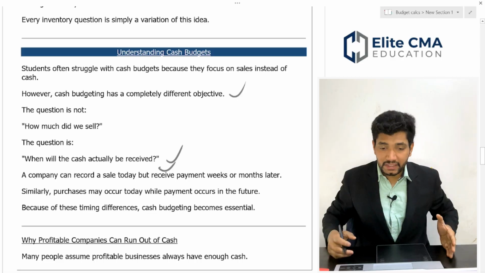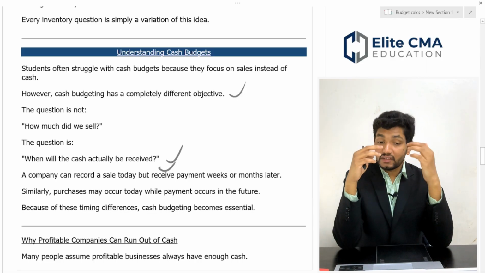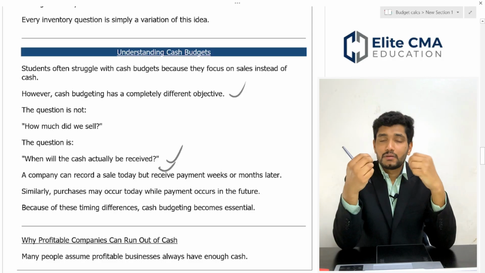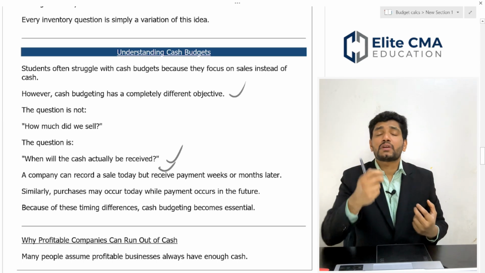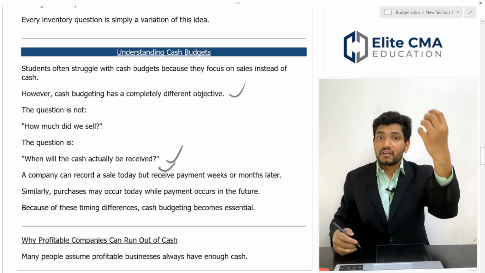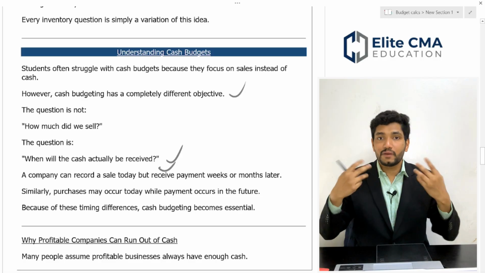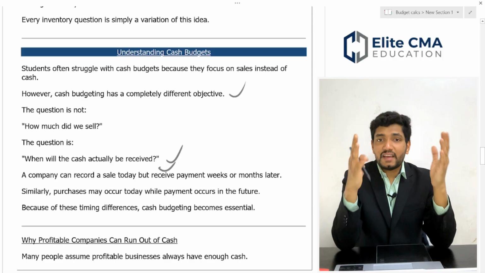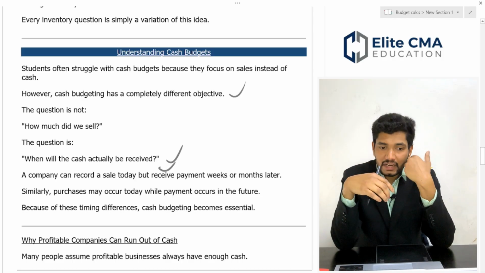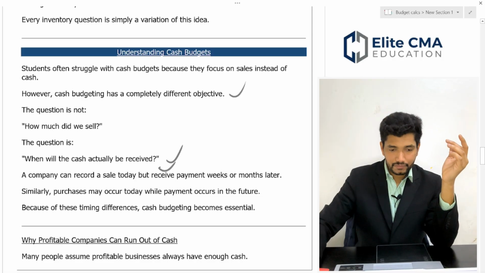Because of these timing differences, the cash budget becomes very crucial, because it has to be prepared separately and it has input from various other budgets like your sales budget, purchase budget, your expense budget, your capex budget. There will be various budgets that have to be interlinked or interconnected with the cash budget.